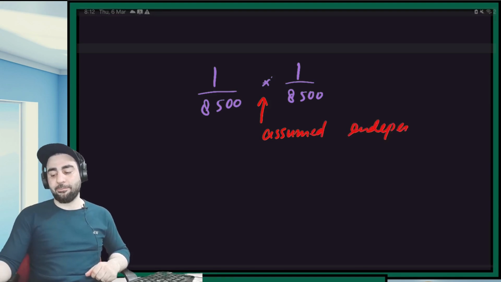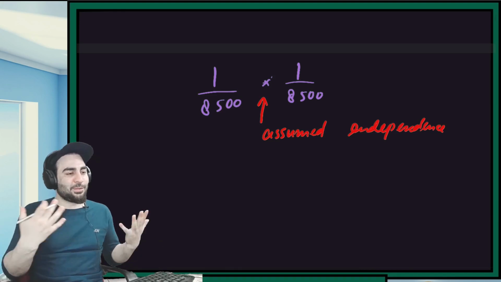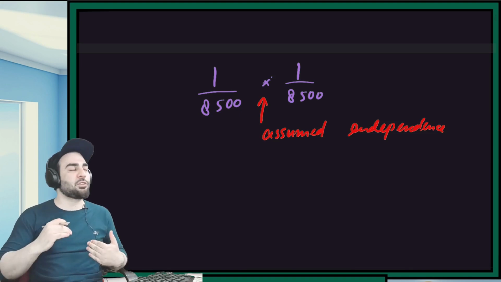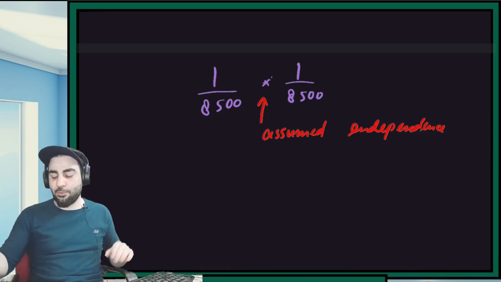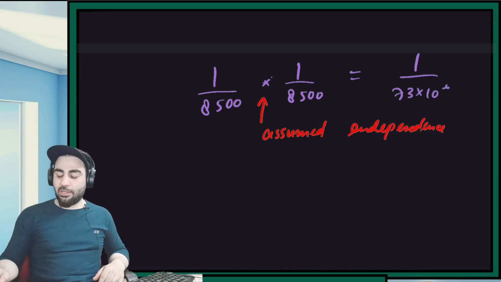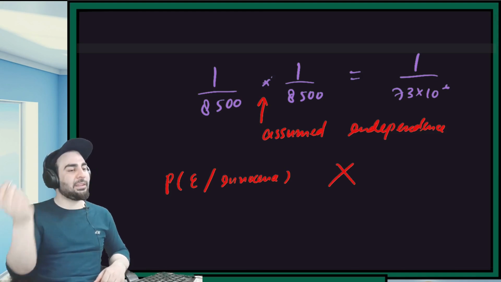Again, a fallacy. How are they independent? If the first child died because of some issue, maybe the same issue was with the second child as well. So this independence should not have been assumed. But anyway, let's assume it. He said now the probability is 1 in 73 million. So what did he compute? He computed the probability of evidence given innocence. This should not have been computed. The probability of innocence given evidence should have been computed.